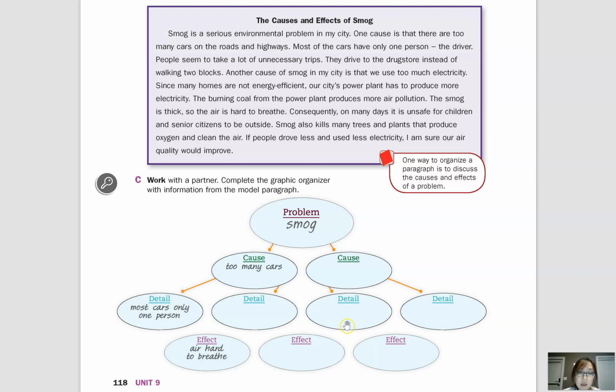Okay, and then let's look at the effects. Of course, we already read the first effect. The second effect is that it is unsafe for children and seniors. Unsafe for children and seniors. And then the last one is kills many trees and plants. Kills many trees and plants. Okay. So you can go ahead and move on to part 2 of this lesson.